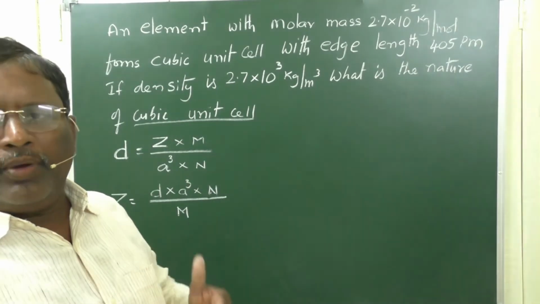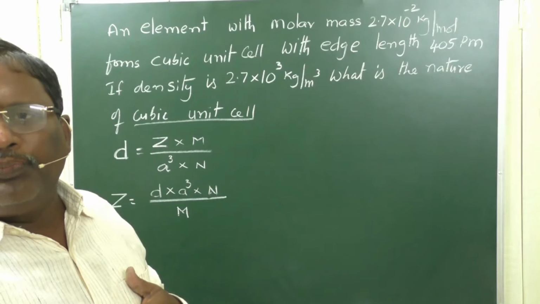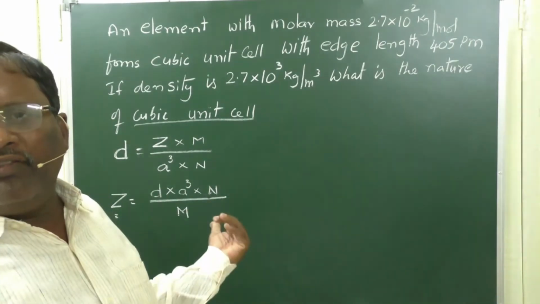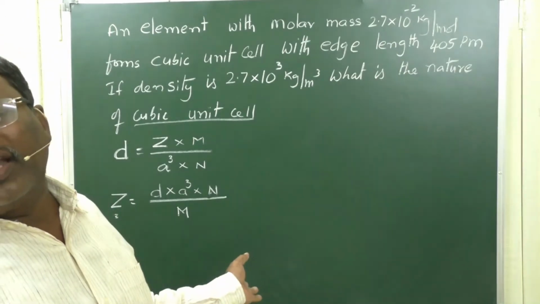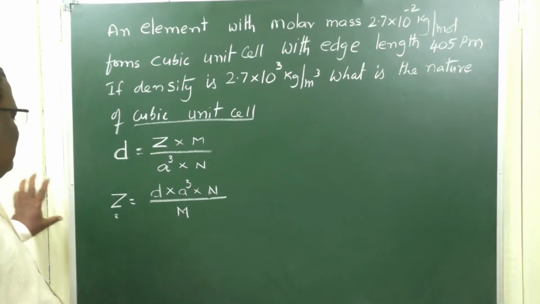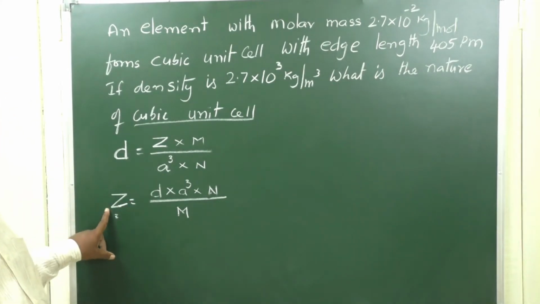That means if the number of atoms n is equal to 1, then it is a simple cube. If the n value is 2, then it is a body center. If the n value is 4, we can consider it as a face centered cube. So the nature of the unit cell will depend upon the number of atoms present in it. This is the Z value, the number of atoms present in it. In this way you can calculate the type of unit cell.